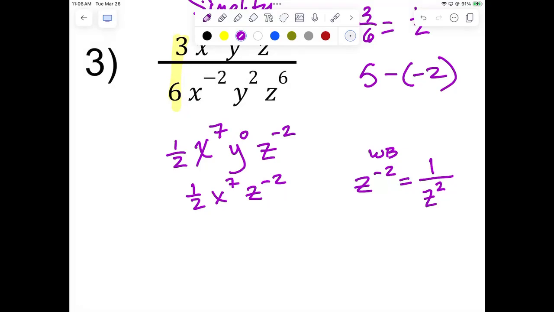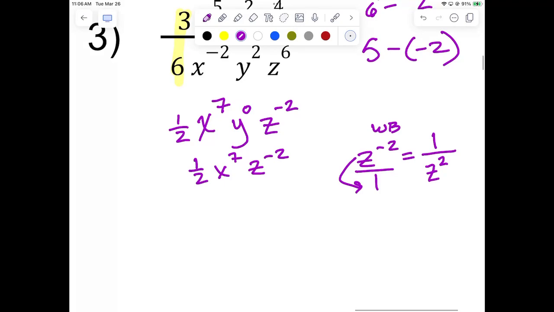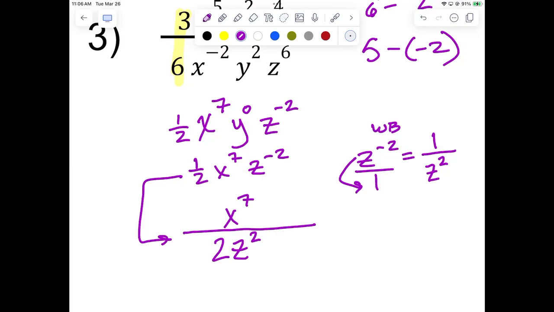So z to the negative second, if you want to put this over 1, you can. We just bring that factor to the bottom and change the sign of the exponent. Well, if I bring it to the bottom, there's a 2 in the bottom. So now I can write it like this, one big division bar. I'm going to have x to the 7th in the top and z squared in the bottom with the 2. That's another way to write it. These two are really the same. Of course, there's a 1 in the top, but we don't need to write the 1.